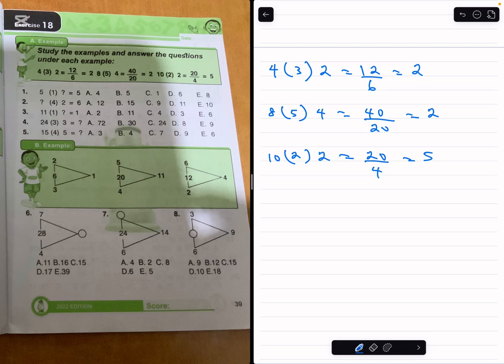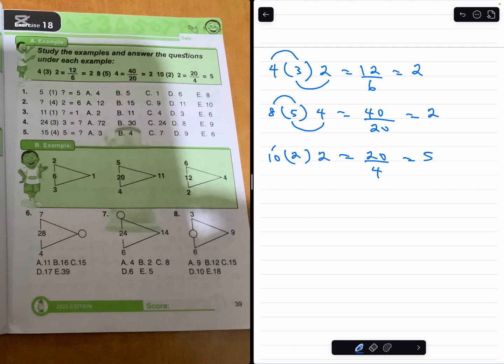This is the example. 4 times 3 will give you the numerator, which is 12. 3 times 2 will give you the denominator, which is 6. And 12 divided by 6 is 2. So the next one, 8 times 5 is equal to 40. That's the numerator. 5 times 4 is equal to 20. That's the denominator. And 40 divided by 20 is 2.